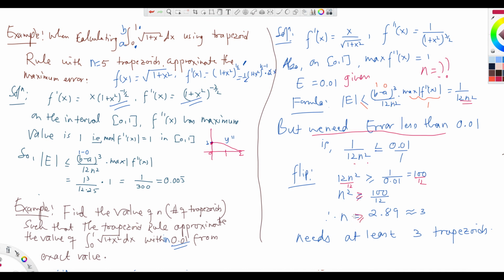But n is the number of trapezoids, so it cannot be a decimal, so I rounded up to 3. So this is the number of trapezoids you will need to evaluate this integral within 0.01 of the true value, or the actual value, okay? So we need at least 3 trapezoids. If you have more than 3 trapezoids, you will get an error even smaller than that. But to have an error at most 0.01, you need at least 3 trapezoids in the graph. Okay, that's what it says.